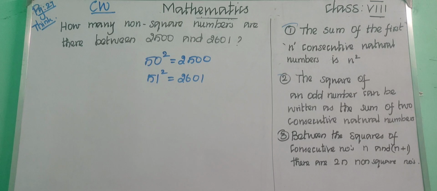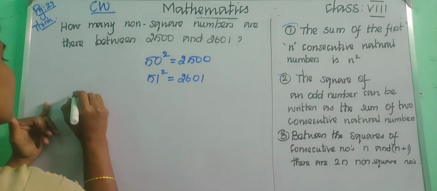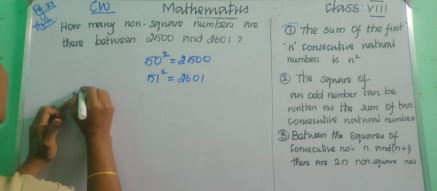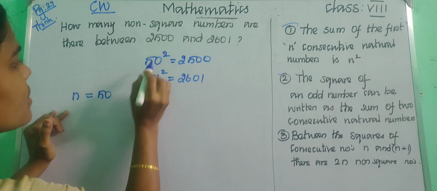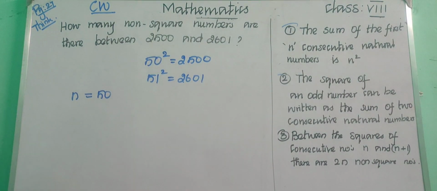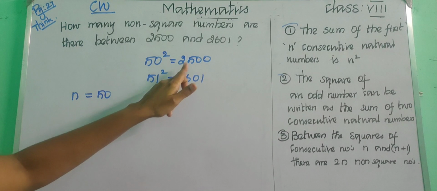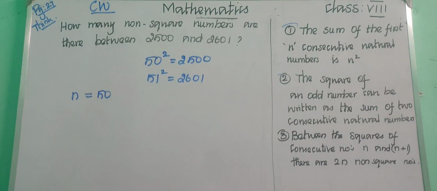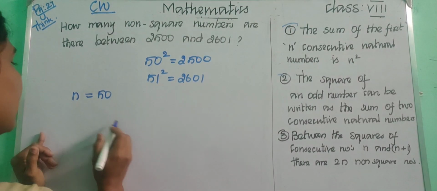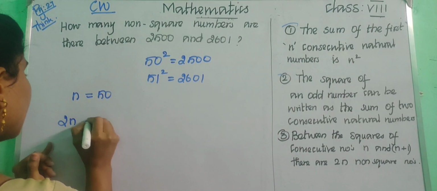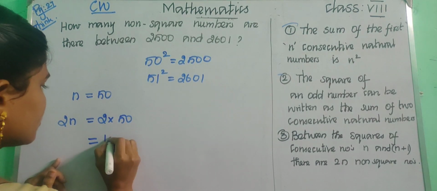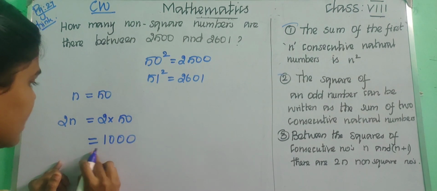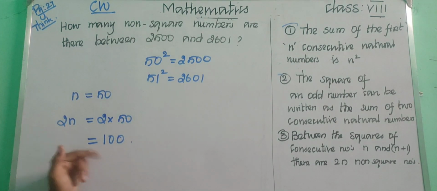Now we can do it very easily, right? So what is n here? n squared. What is n? n equal to 50. Now how will you find the non-square numbers between this 2500 and 2601? We need to multiply, right? So 2 into n. Now multiply. So 2n equal to 2 into 50. So what will you get? 2 into 50, that is 100.